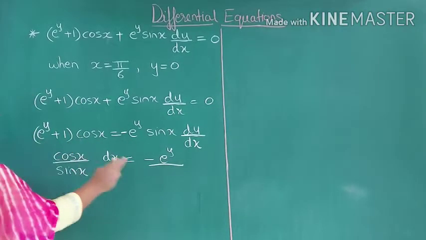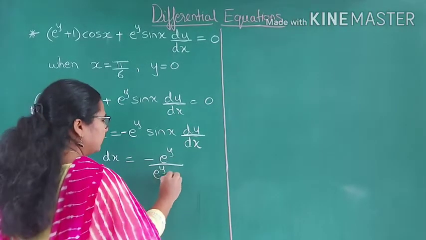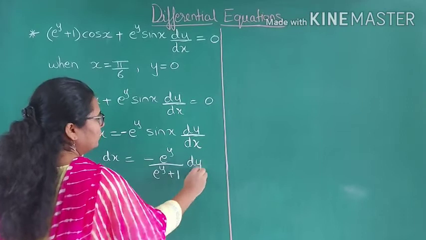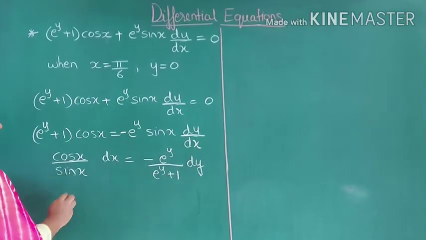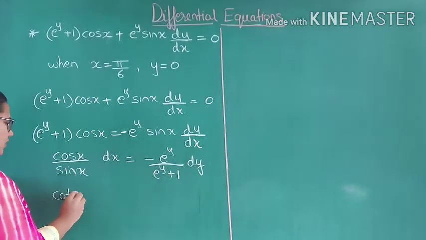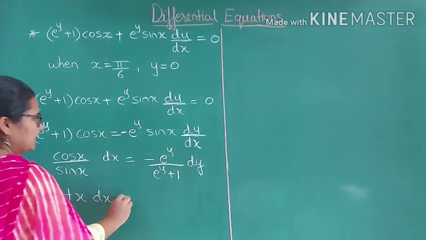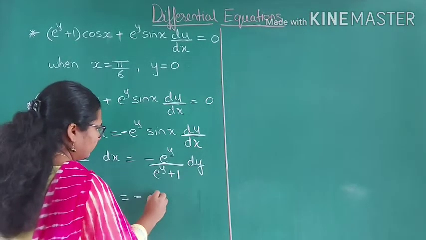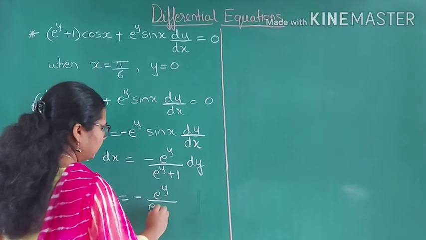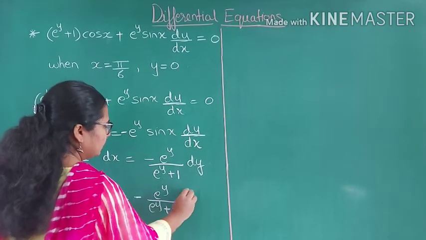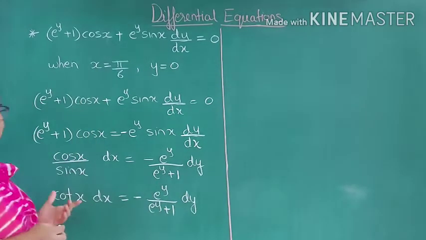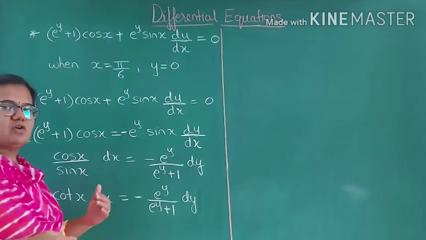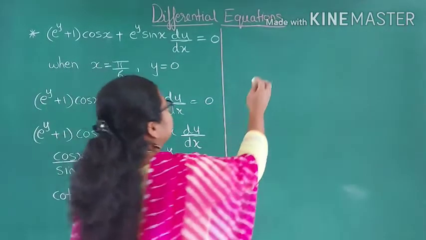So e raised to y plus 1 will come here in the denominator, e raised to y plus 1 into dy. Cos x upon sin x is cot x. So cot x dx is equal to minus of e raised to y upon e raised to y plus 1 into dy. So this becomes your variable separation form. Now we will integrate both sides.